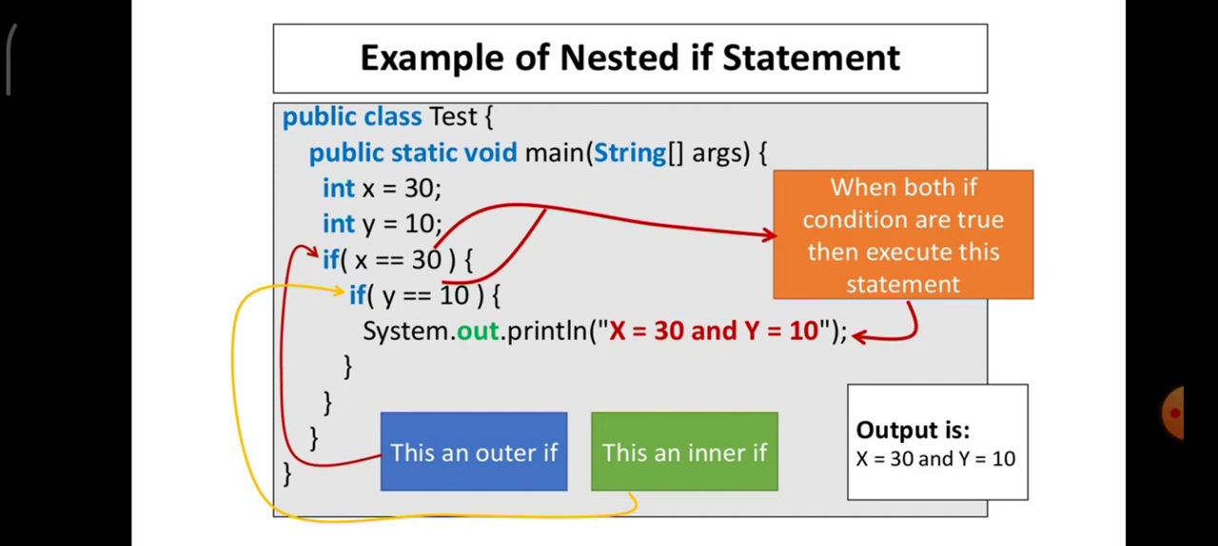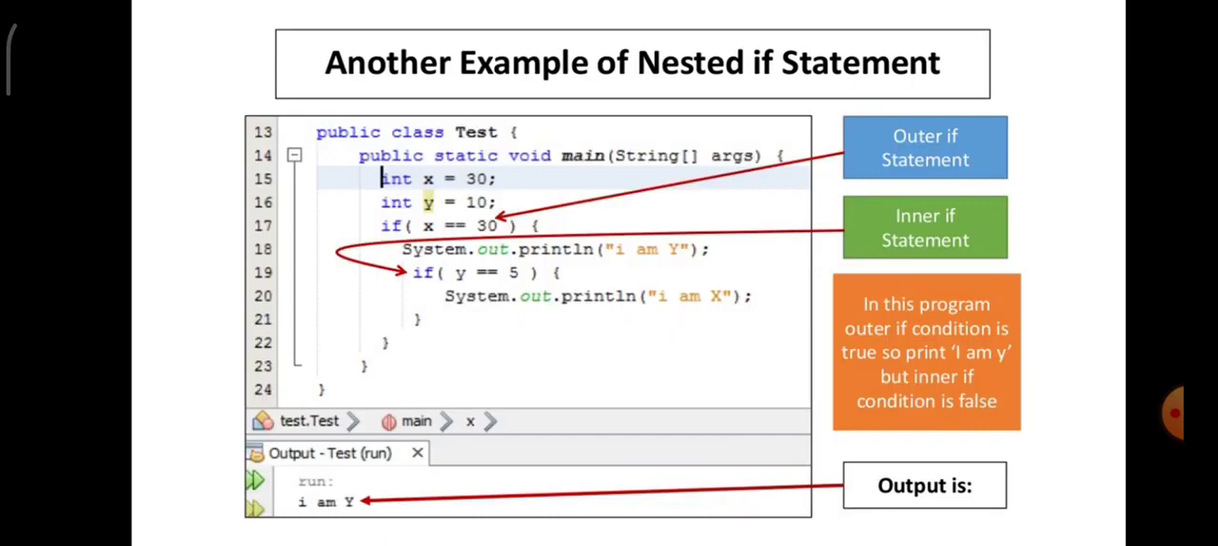So that is what is called nested if. Hope this is very, very clear to you. This frame will have the code. It will have the explanation: what is the outer if, what is the inner if, and what is the output. And hope this slide will clear your doubts.